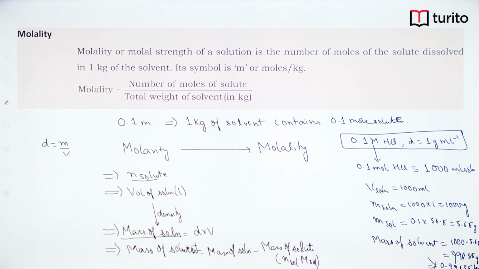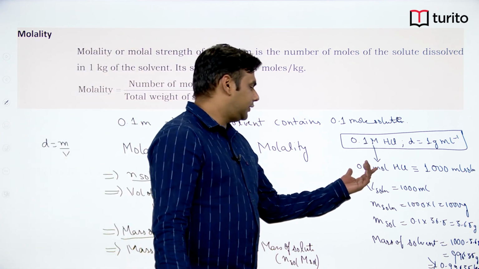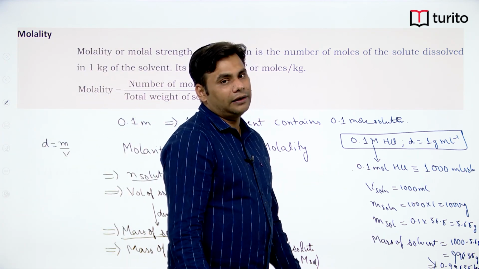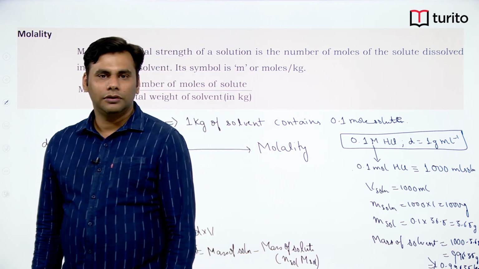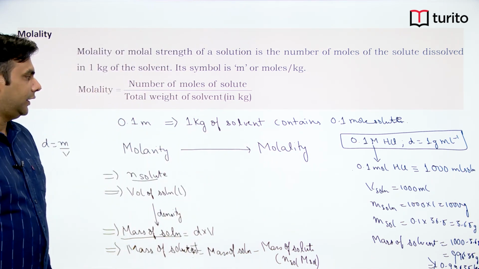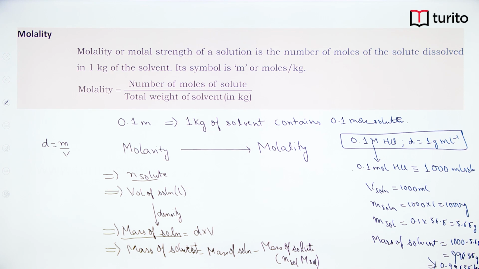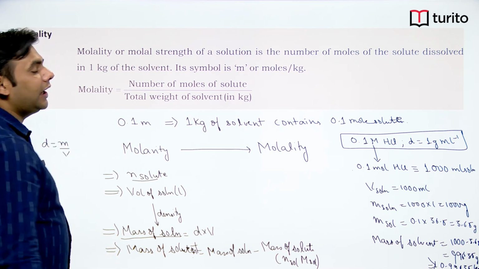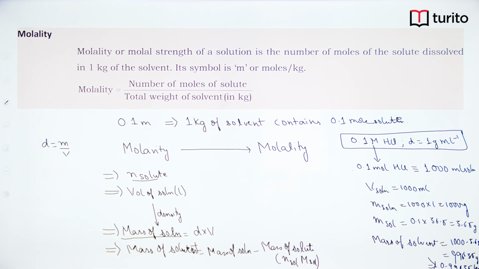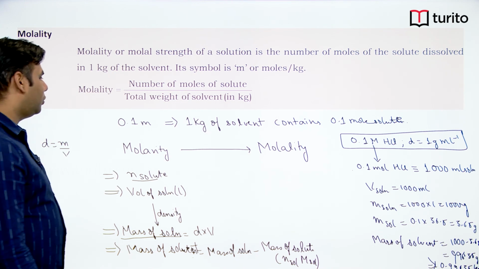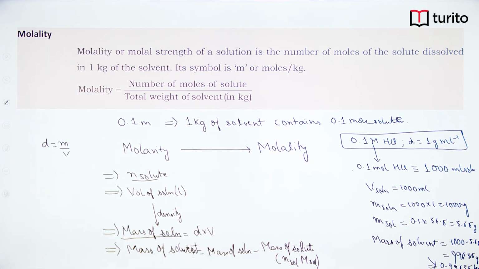Now you can see this is basically 0.1 divided by 0.99. So approximately it will be very close to the value of molarity. So we assume that for a very dilute solution, if the solution is highly diluted, the molarity and molality are always the same. Okay, so for very dilute solution, we'll assume molarity and molality to be same. I hope this is clear to everyone.